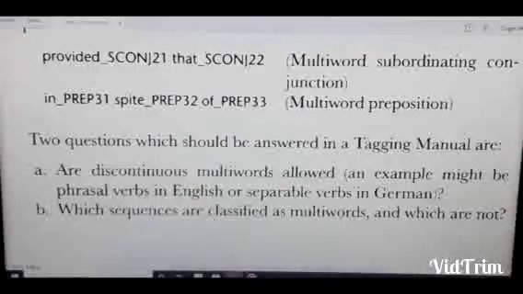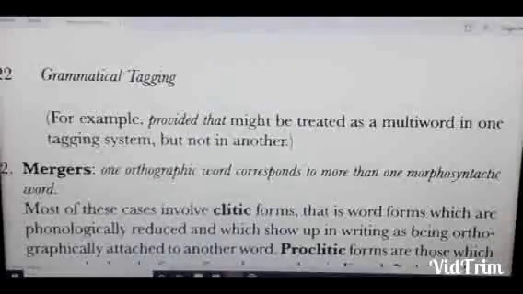Two questions which should be answered in a tagging manual are: A. Are discontinuous multi-words allowed? An example might be phrasal verbs in English or separable verbs in German. B. Which sequences are classified as multi-words and which are not? For example, "provided that" might be treated as a multi-word in one tagging system but not in another.